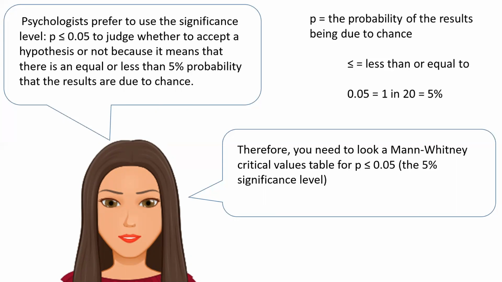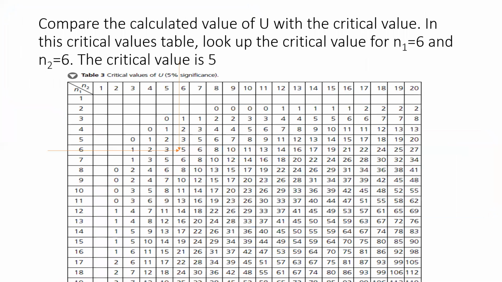Therefore, you need to look at a Mann-Whitney critical values table for P is less than or equal to 0.05, the 5% significance level. Compare the calculated value of U with the critical value. In this critical values table, look up the critical value for N1 equals 6 and N2 equals 6, because we had 6 participants in group 1 and 6 participants in group 2. If you look at the red arrows, for N1 is 6 and N2 is 6, the critical value is 5.